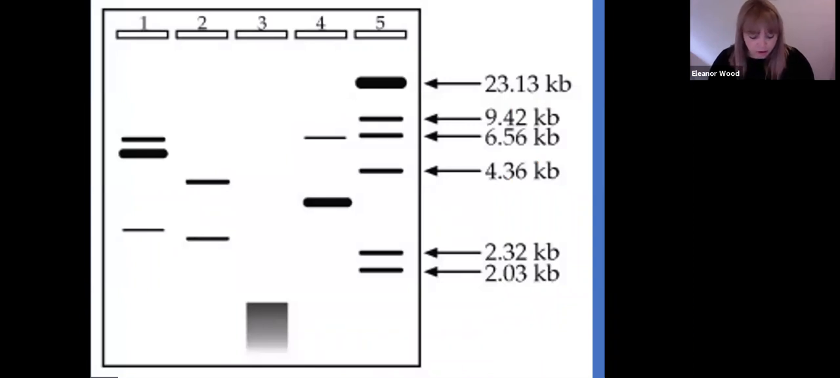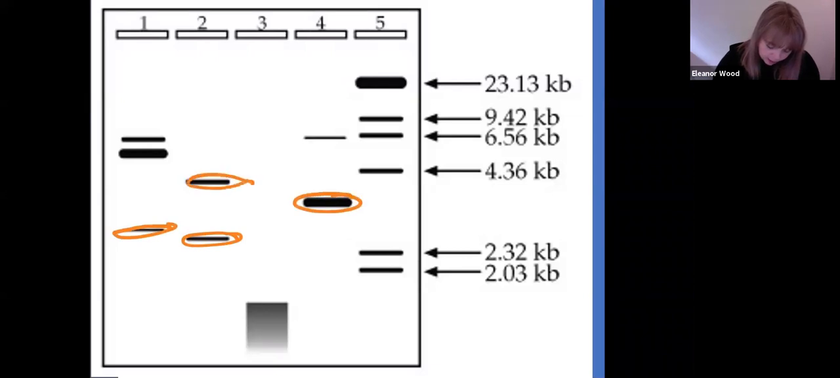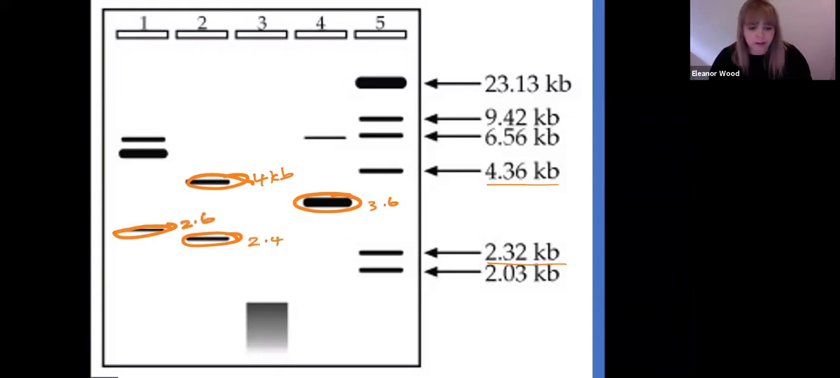Let's have another look because this one's a little bit more like what you might see. So here's your ladder going down in well number 5 this time. All of these bands don't quite match up with my ladder, but they're in between this one and this one in value. I reckon this one's going to be about 4 kilobase pairs. I reckon this one's going to be about 3.6. I reckon this one will be 2.4 and this one will be about 2.6. So long as you're making reasonable attempts, that's good.